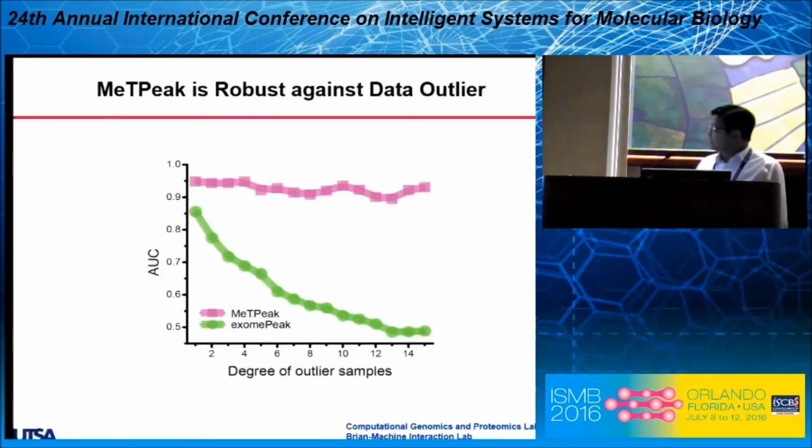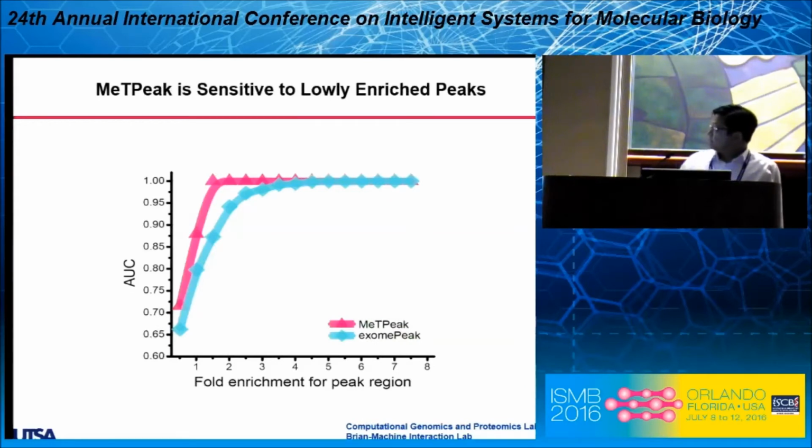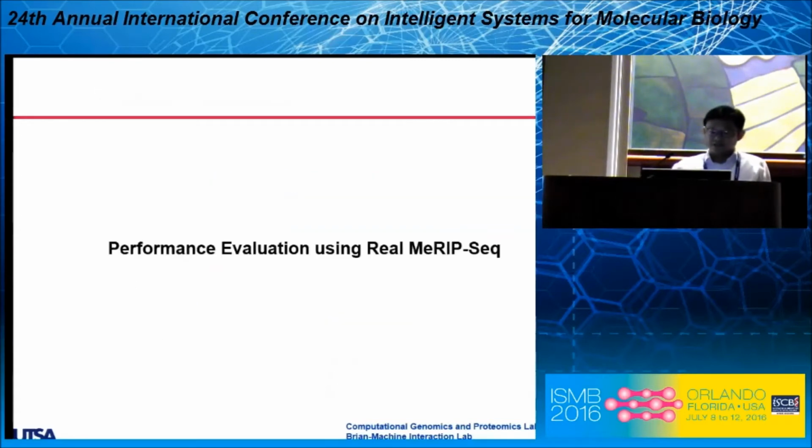And then we look at the data outliers. Some of the samples in the replicates could be really, really outliers. So what's the performance of MAP-peak? As we can see, MAP-peak also is quite robust against these outliers. And it's also very sensitive to lowly enriched peaks. So this is another scenario that we simulated and tested.